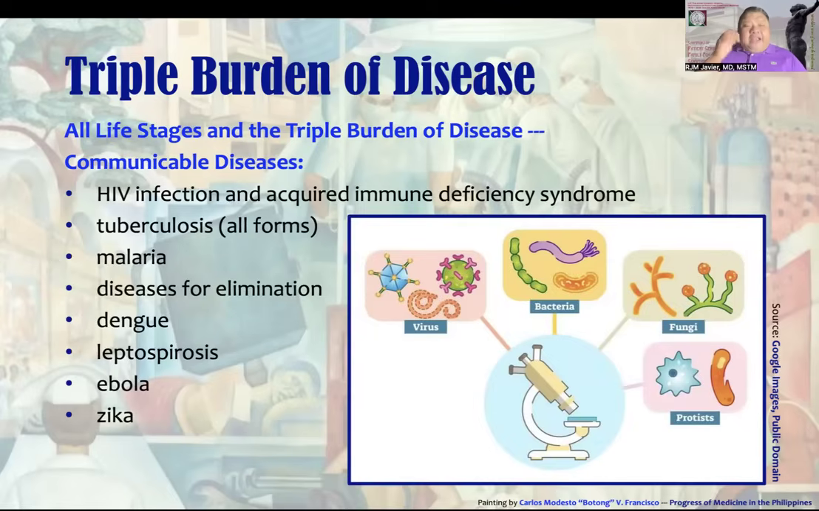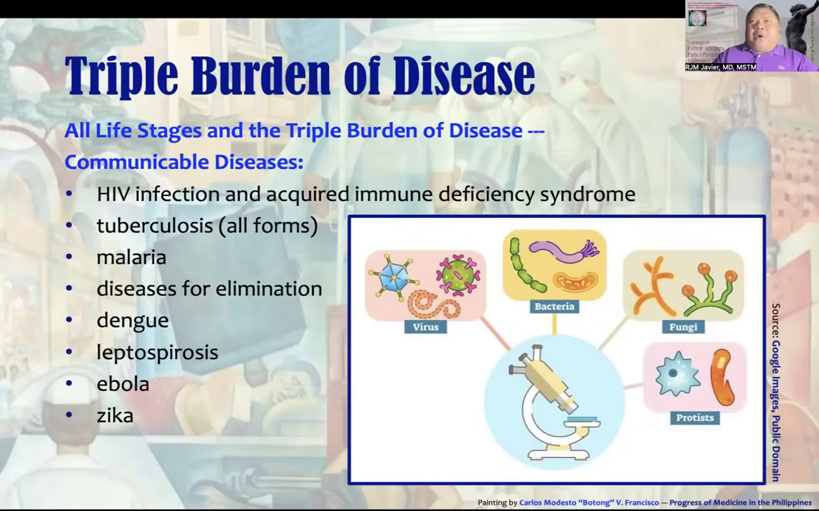When we're talking of the triple burden, the WHO and the Philippine Department of Health will prioritize the following: HIV and AIDS, tuberculosis, malaria, and diseases that are targeted for elimination, your dengue, your leptospirosis, your Ebola, and your Zika infection. I hope you know the difference between elimination and eradication. When we talk of elimination and eradication, we both want zero incidence of the disease. The difference is that for elimination, you are performing active interventions to maintain and sustain that zero incidence. When you say eradication, there are no active measures already being undertaken to maintain and sustain the zero incidence.